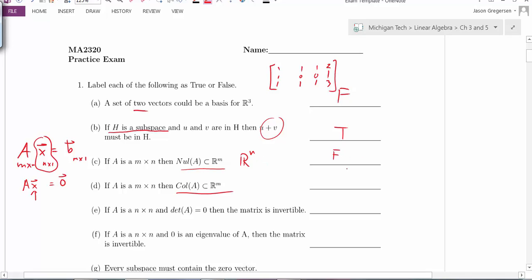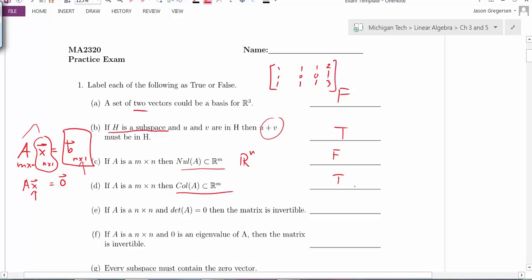Now the second question is about the column space. The column space is all of the linear combinations of the columns of A. This matrix equation is the same thing as a vector equation, which represents all of the linear combinations of the columns of A. So the column space is essentially all of the outputs, all of the possible b's. Just to satisfy the dimensions of this equation, b would have to be an m by 1 vector. Therefore, it would have to be a subset of Rm. So the second one is true.